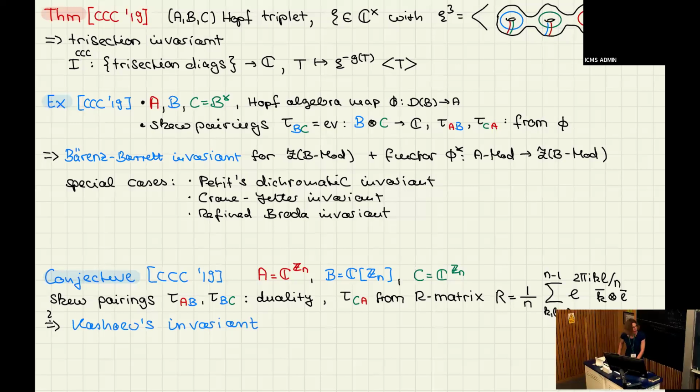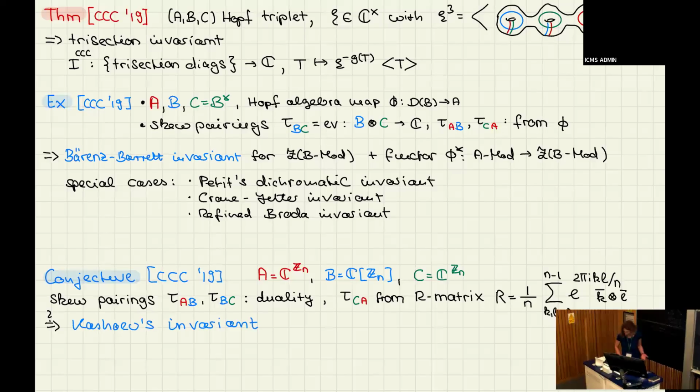And there are many examples they computed. They have a conjecture that this is Kashaev's invariant. That is important. We have a lot of examples, but it's still a conjecture, so they could not prove it. So it's a pretty good invariant, and I think it's worth looking at, and it's interesting.